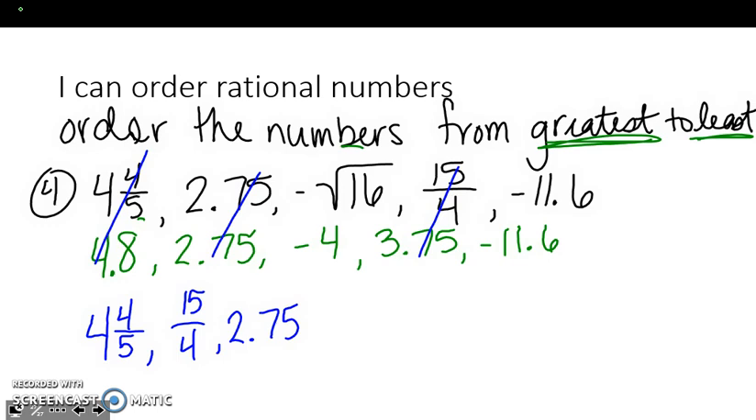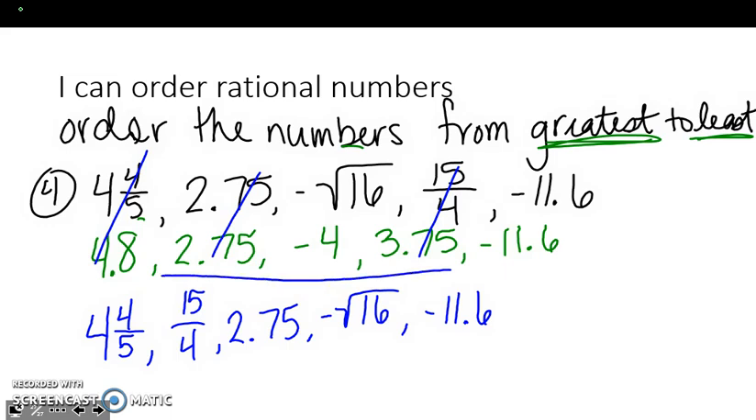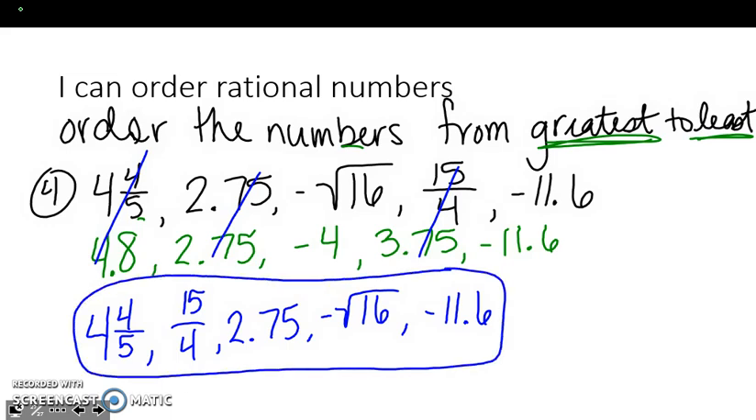And then we need the greatest negative number, so of course that's opposite of positive. So negative 4 would be next, which is negative square root of 16. And then negative 11.6.